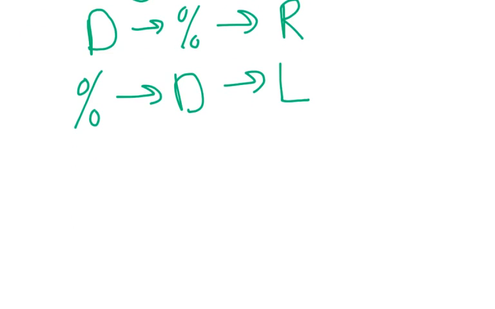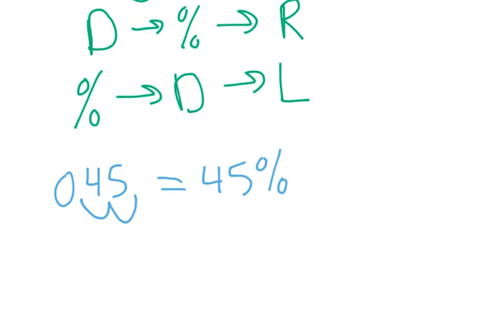Let's start off with a decimal. Let's say we have 0.45, and we want to convert this to a percent. Well, what we're going to do is we bump it over 2 spots, 1, 2. So 0.45 is equal to 45%.